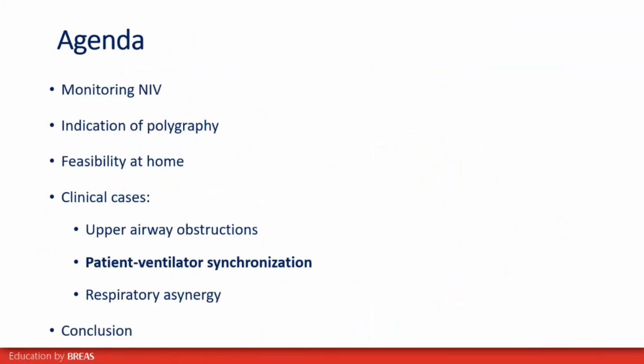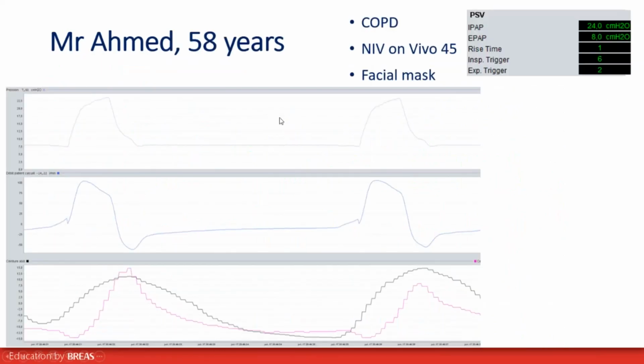Let's move to the patient ventilator synchronization. Mr. Ahmed, 58 years old, is treated for a COPD with a Vivo 45, facial mask, EPAP 8, IPAP 24. And here on the flow waveform, you see this strange thing that the patient starts the inspiratory effort here when the flow changes, but he gets the mechanical breath here. So there is a delay between the effort and the mechanical breath.